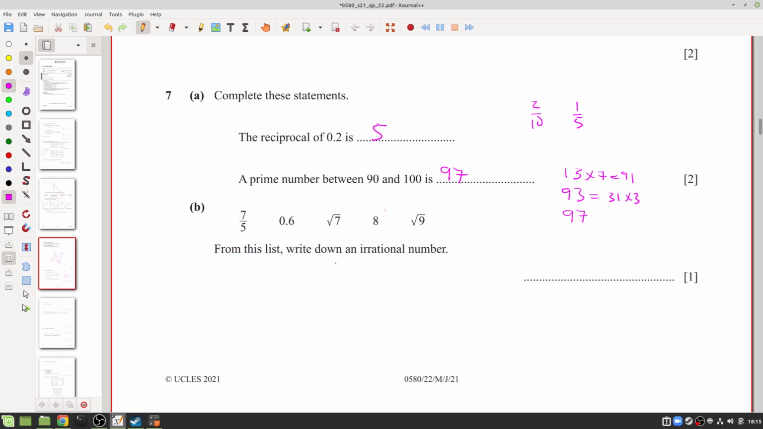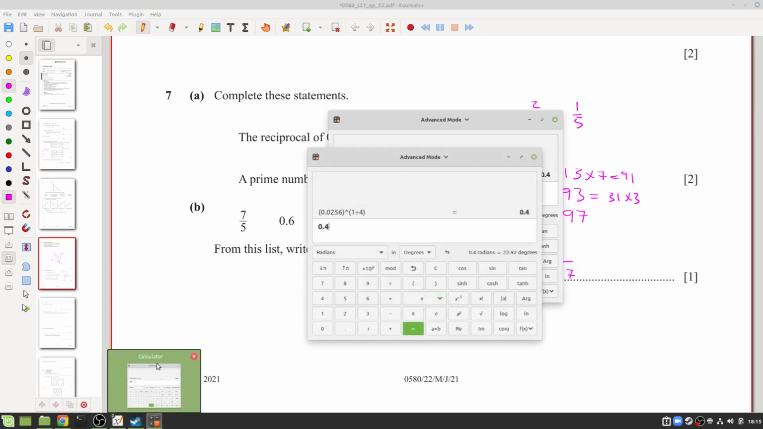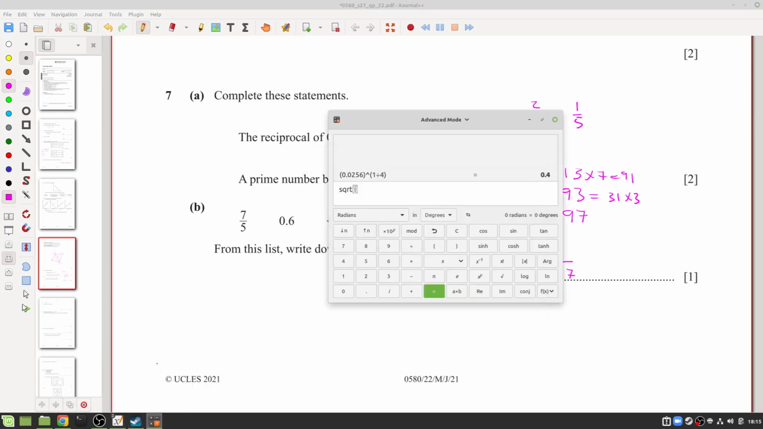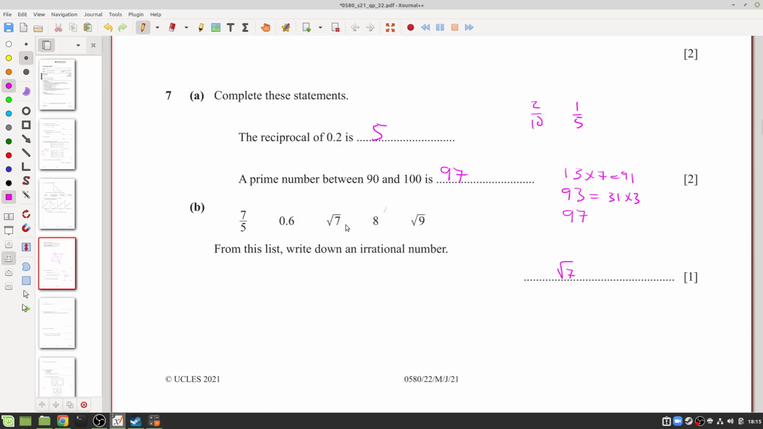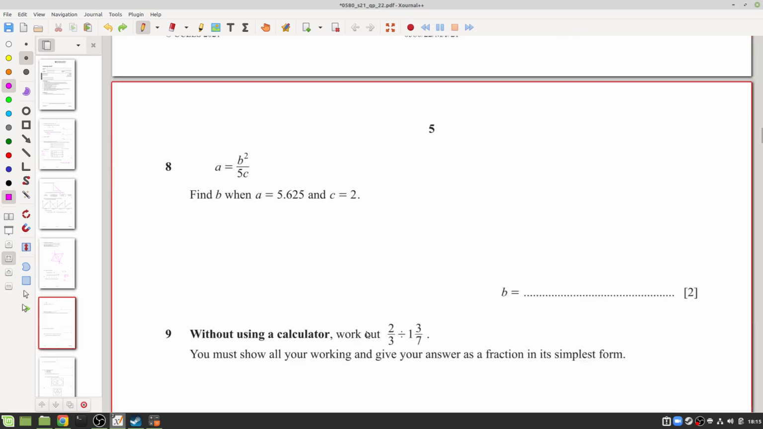And then number B, from this list write down an irrational number. Okay, so any number that can be written as a fraction is rational, so it's definitely not the first one. 0.6 we can write as 3 over 5, that's not irrational. Square root of 7, that is definitely irrational. So as soon as you find any root, the root of any number, and the answer just goes on forever, is not a whole number, then you know that's irrational. 8 is obviously 8 over 1. Square root of 9 is 3 over 1. So all of these can be written as a fraction except for that one. So that is irrational.